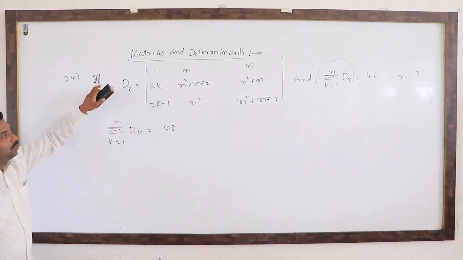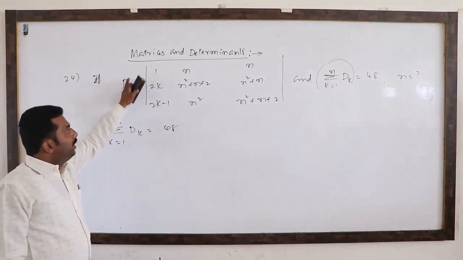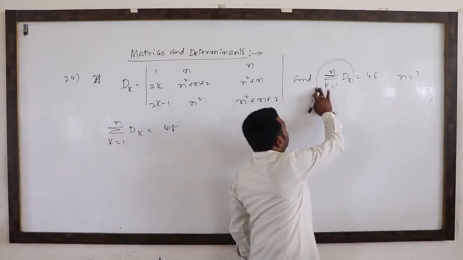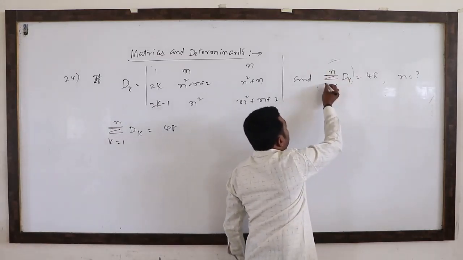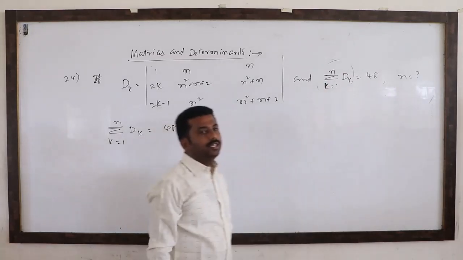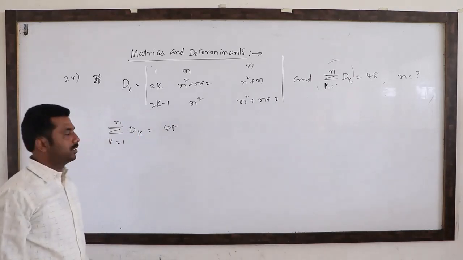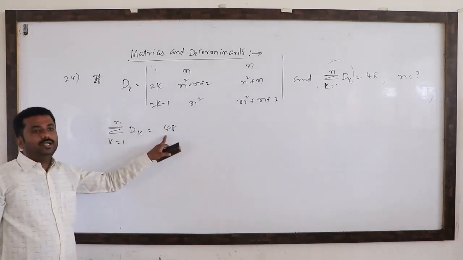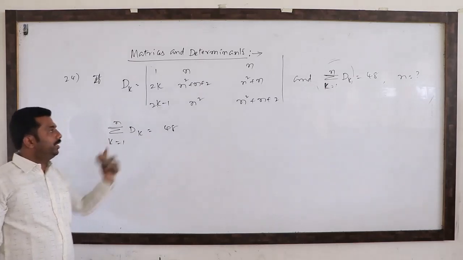So, the question they are asking: Dk equals a determinant like this one. Then they are asking, the summation of Dk, k running from 1 to n, equals 48. Then they are asking for the value of n.